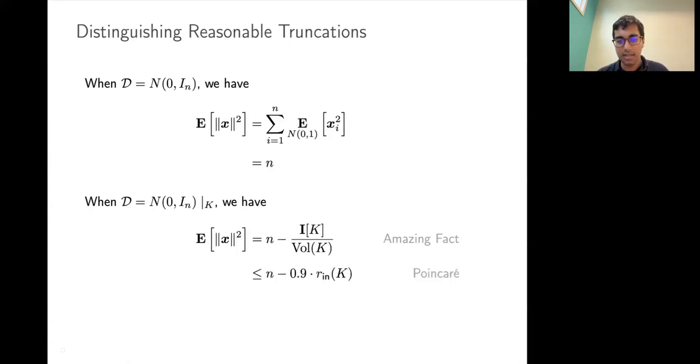And by the Poincare inequality, this is going to be at most n minus 0.9 times the in radius. Again, if you remember, I said that epsilon is 0.1. We're going to fix epsilon in the talk to be 0.1 or something. And so the convex set has measure at most 0.9. And because the set is reasonable, it contains a ball of radius at least 0.1. This is at most n minus 0.001. In fact, n minus 0.009, but yeah. All that matters is that it differs by a constant from the untruncated setting when no truncation has taken place. Does this make sense to you?